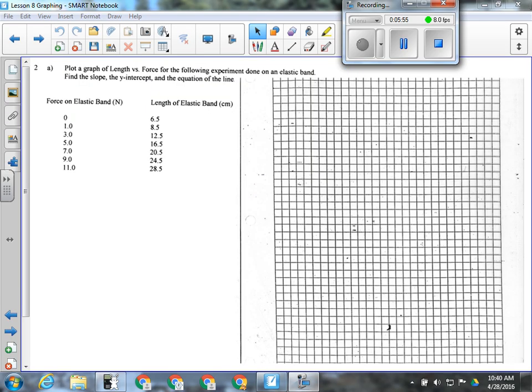Okay, we talked about building graphs. We started doing that. We did the one of diameter versus circumference yesterday, okay, and we found that the slope should have been equal to pi, okay, and most of us were between 3 and 3.3 for our slopes, which is pretty good, okay. So we're going to go over that a few more times today.